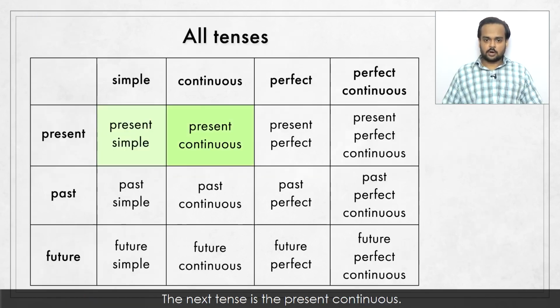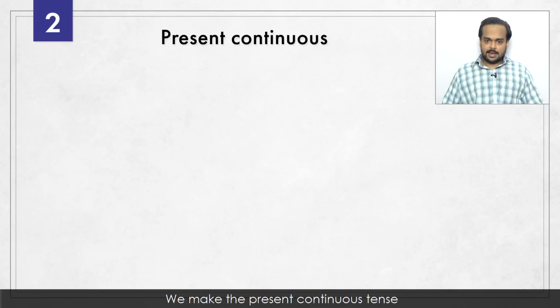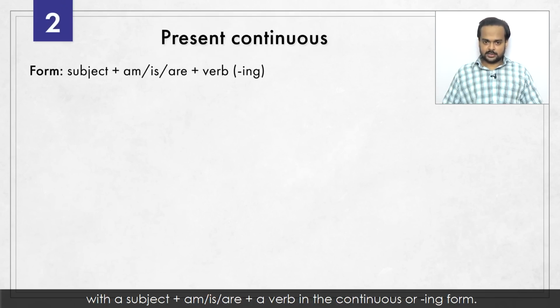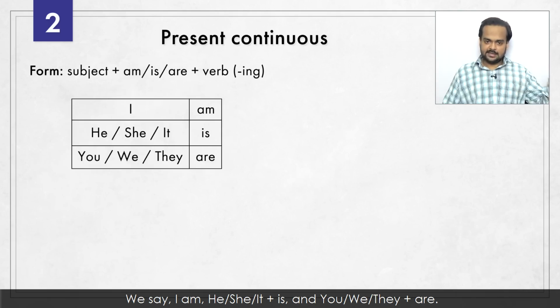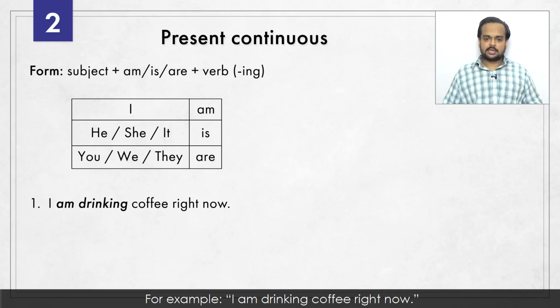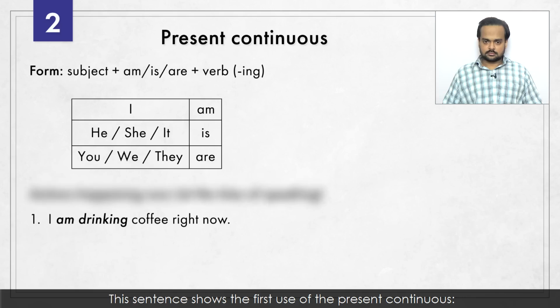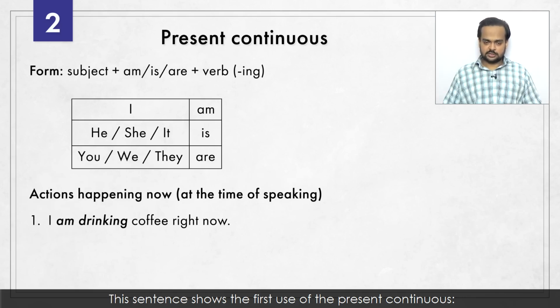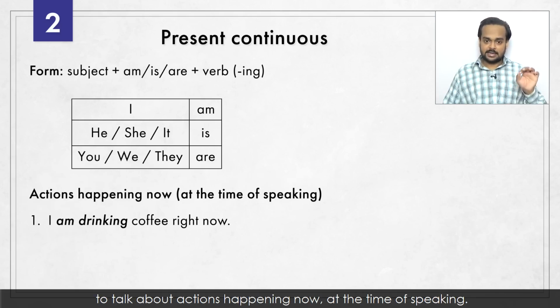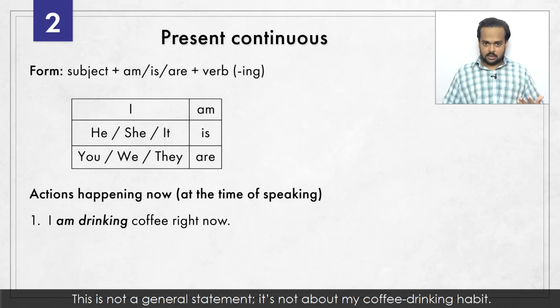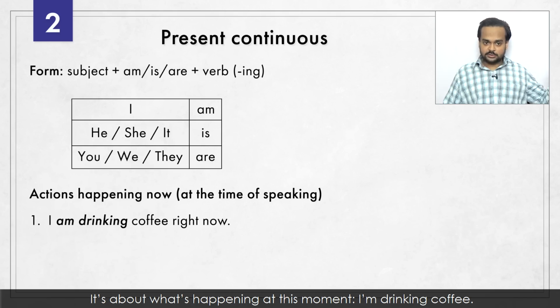The next tense is the present continuous. We make the present continuous tense with a subject plus am, is, or are, plus a verb in the continuous or ing form. We say I am, he, she, it is, and you, we, they are. For example, I'm drinking coffee right now. This sentence shows the first use of the present continuous, to talk about actions happening now, at the time of speaking. This is not a general statement. It's not about my coffee drinking habit. It's about what is happening at this moment. I'm drinking coffee.